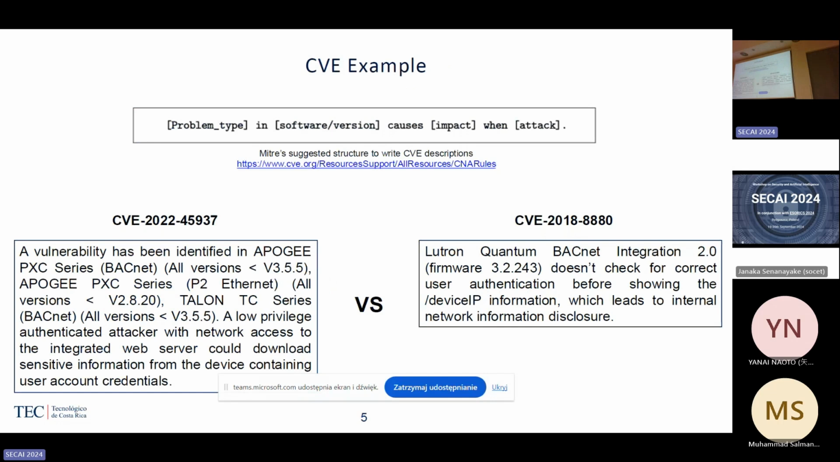Basically, if we see the structure that is suggested by MITRE, we have a problem, right? I'm going to read it as is: problem in a specific software name and version, and that's the impact. This is the proposed structure, but not necessarily will the CNAs that publish these CVEs follow this structure. Below, we have two examples of possible CVEs, right?